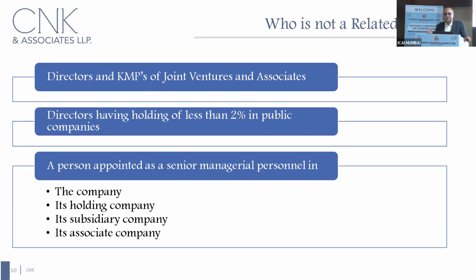So directors of a joint venture or associate is typically not considered a related party unless someone can demonstrate that you are controlling or taking decisions in both the entities. Directors having less than 2% in public companies, and a person appointed as a senior managerial personnel in a company, holding company, subsidiary or associate, he should not be a KMP. If he is a key management personnel, he automatically comes as a related party. But if you are just a senior manager, then you cannot become a related party.